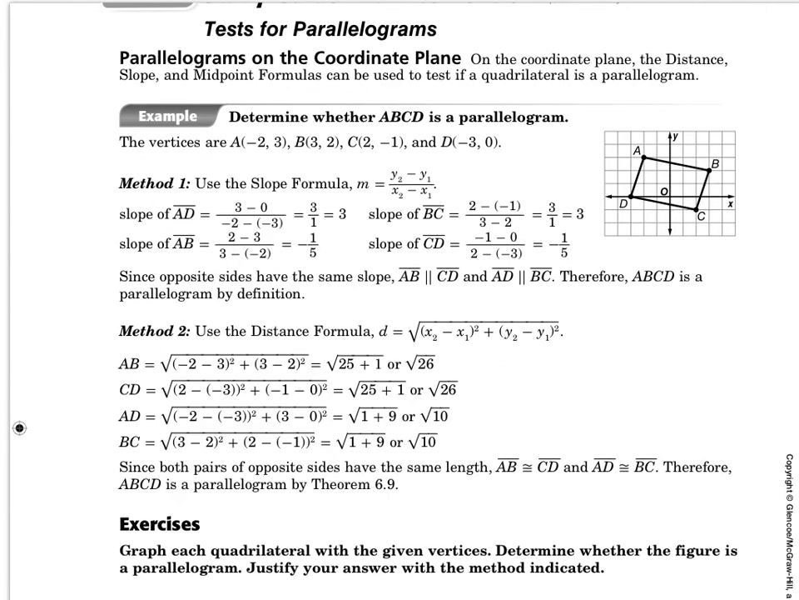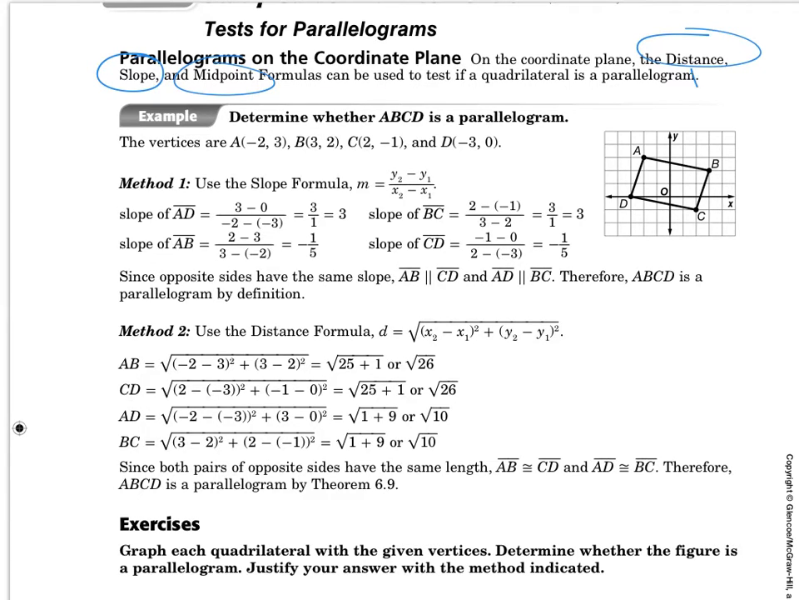So, those are pretty easy type problems, right? Simple equations that you'd set up. You just have to understand they're parallel lines and congruent opposite sides. Now, placing this in the coordinate plane is a little bit tougher. We're going to use the distance, midpoint, and slope formulas. So think about where you're going to use these.